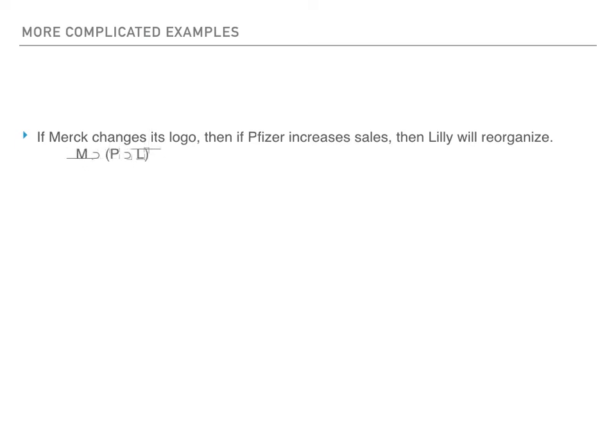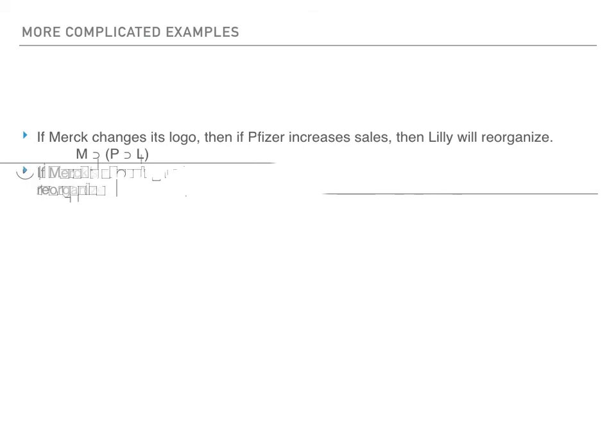So what that indicates is that the correct translation, using M for Merck changes its logo, P for Pfizer increases sales, and L for Lilly will reorganize, then what that sentence should be symbolized as is M horseshoe, open parentheses, P horseshoe L, close parentheses. And the reason that that's correct is because the comma right there tells us that Merck changes its logo is in the antecedent all by itself. The word then, if Pfizer increases its sales, is captured by the parentheses and the P right there, because Pfizer increases its sales is also in between a comma and the word if.